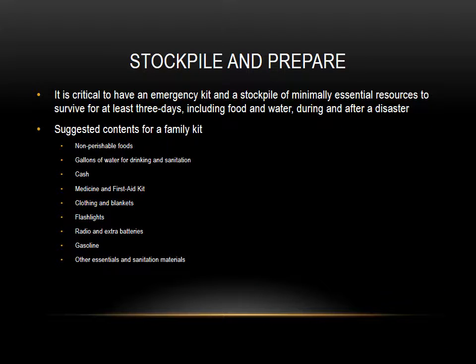It's also important for families to hold a stockpile, just in case they are in that house during the time of a disaster, to have an emergency kit prepared, including at least 3 days worth of food and water. Some other suggested contents are going to be things like non-perishable foods, cash, medicine, clothing, blankets, radio with some extra batteries, gasoline. All these things are hard to come by during a disaster.